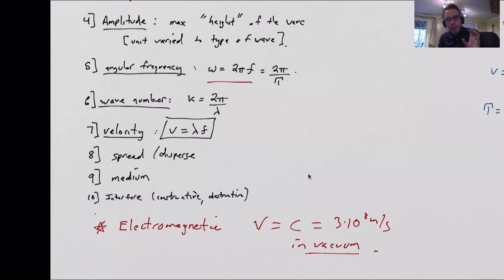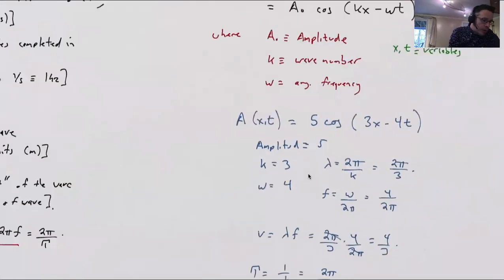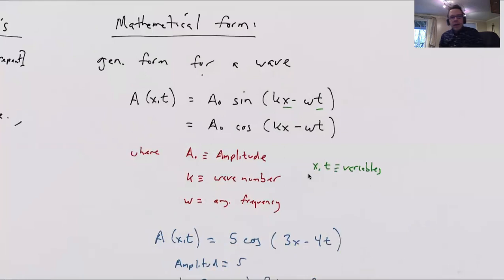And that's such a special velocity that we give it its own special symbol, lowercase c, 3 times 10 to the 8th meters per second. So if you're given a problem, and I tell you that it is an electromagnetic wave, we automatically get an implied freebie that the velocity is 3 times 10 to the 8th meters per second, or c. Cool. Now, what is the general mathematical form for a wave?